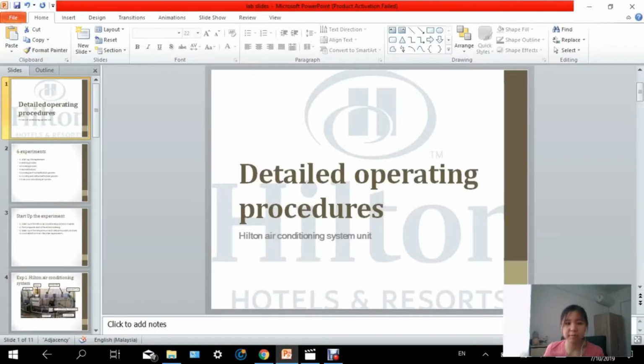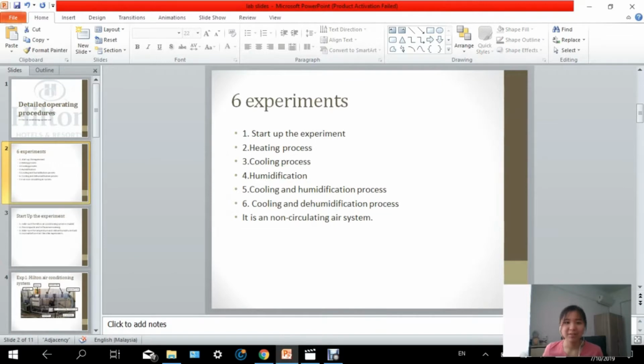Detailed operating procedure of the heated air conditioning system unit. So I am Chong Singh. There are 6 experiments here. The first one is the start of the experiment, and the second, third and fourth are heating, cooling and humidification. These 3 experiments compare the initial data and the data after heating, cooling and humidification, to see what happened to the data and what happened to the air.